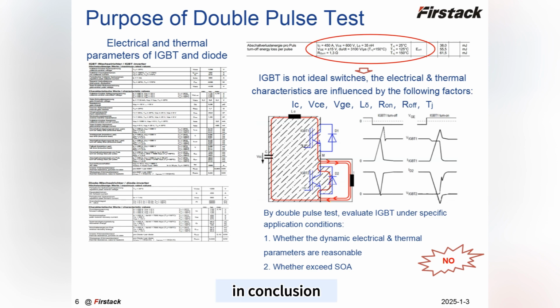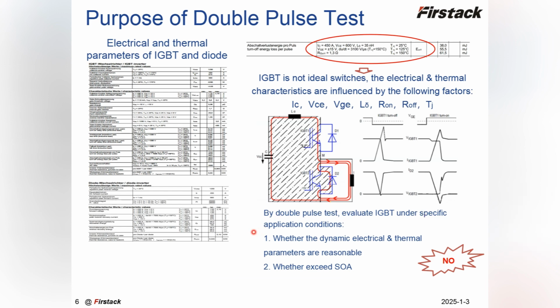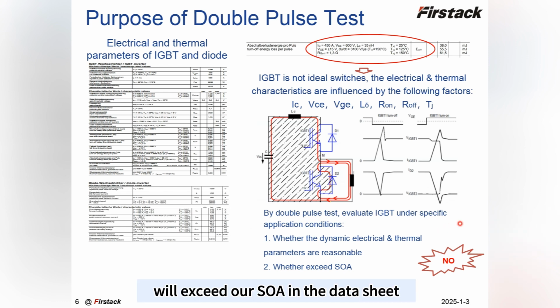In conclusion, by the double pulse test, we can evaluate IGBT parameters under specific operating conditions, whether the dynamic electrical and thermal parameters are reasonable, and whether they will exceed the SOA in the datasheet. The SOA is the safe operation area.